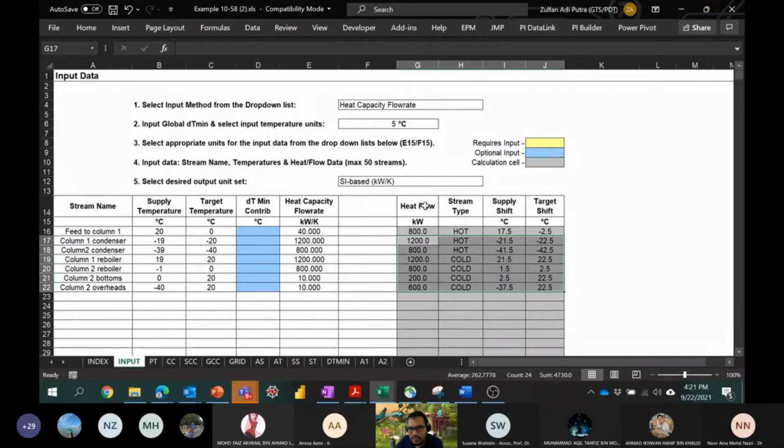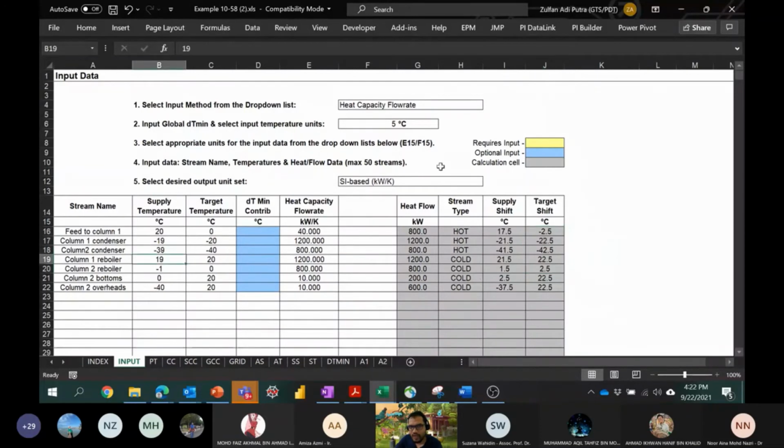So you can see the heat flow is then being calculated, and it will then automatically identify whether it's a hot or cold stream. And then it also uses, from this delta T min that we apply, this shifted temperature. If it's a hot stream, that means it has to be reduced by half. If it's a cold stream, it has to be increased by half, for example.